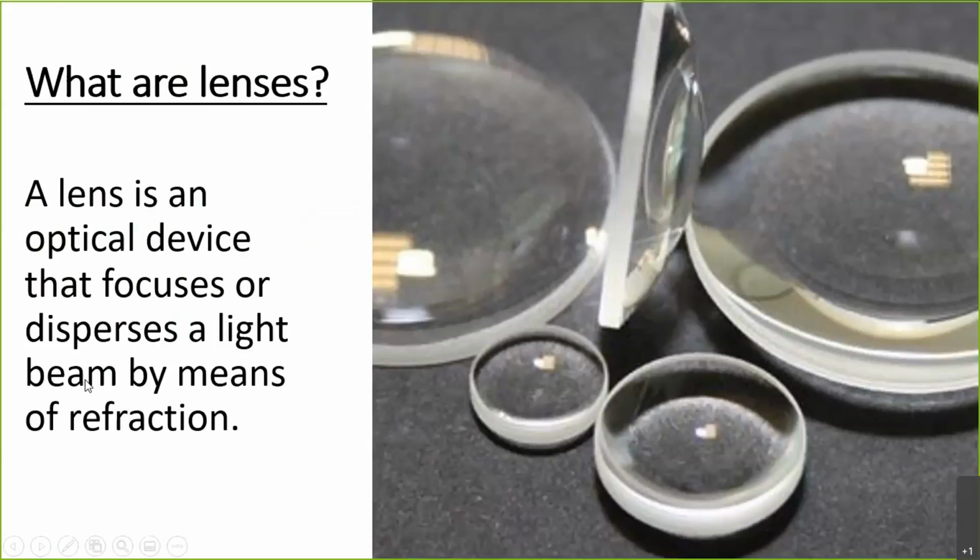What are lenses? Lenses are optical devices used to focus or disperse light beams by means of refraction. Right. So, the major difference between mirrors and lenses: with mirrors, we're talking reflection, they bounce off, but with lenses, the light goes straight through. So we're having a change in medium, and so the light bends instead of bouncing off the surface. It bends when it passes through, and that's refraction.